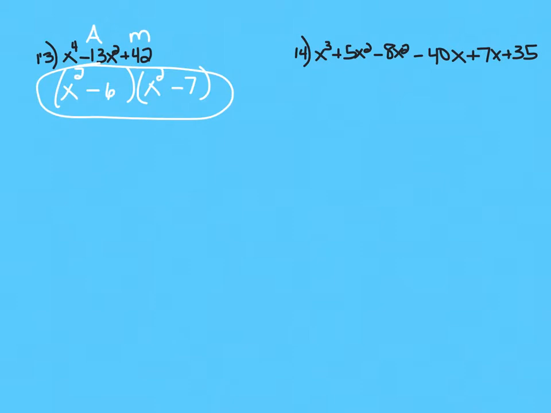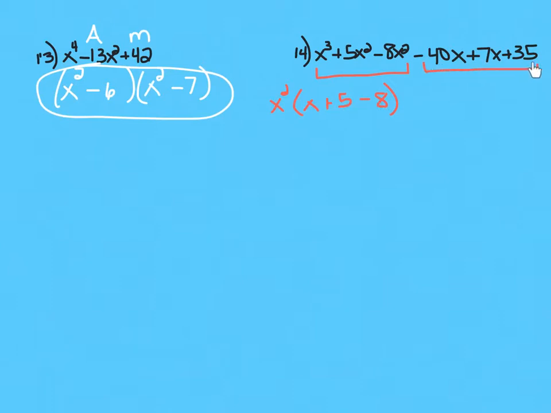If I group it into 3 and 3, out of the first 3 terms, the only thing I can factor out is an x squared, which would leave me with x plus 5 minus 8, which looks a little funky because these are like terms which could be combined. But let's just see what happens.